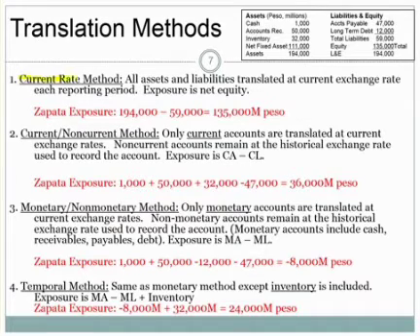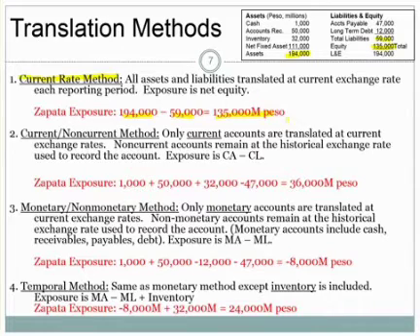One method, the current rate method, says use the current exchange rate at the time of updating the financials, say quarterly, on all assets and liabilities. In other words, if you think about a net position, all assets minus all liabilities would be your net position in the currency. So I take my total assets minus total liabilities, and you can see my equity position is 135 million pesos. So this firm's exposure to the peso, if using the current rate method, is 135,000 pesos.